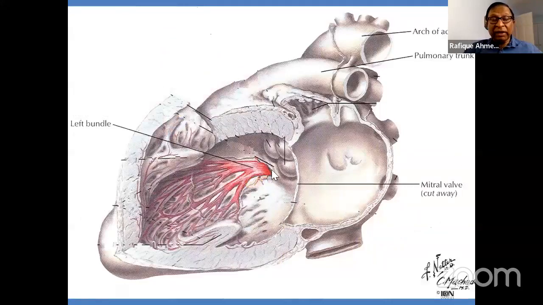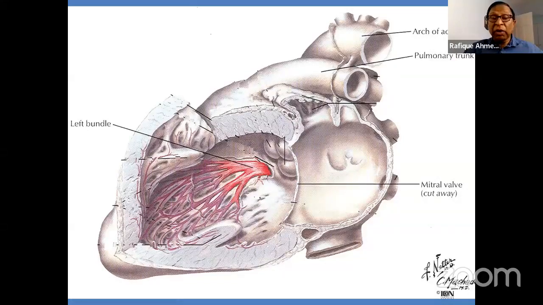On the left side, this is the wider left bundle. It splits into two fascicles, the left anterior fascicle and the left posterior fascicle, and then it ramifies. The electrical conduction happens through this conduction tissue, and it's very fast. That's why the ECG is narrow. However, if the electricity has to go through the myocardium, then the ECG becomes wide. That's what happens in ventricular tachycardia, and also in bundle branch block.